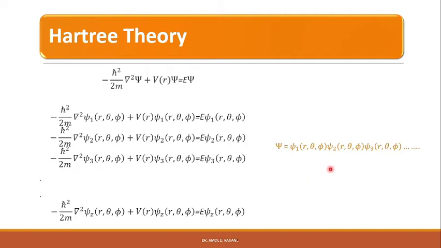Therefore, the many electron wave function psi is expressed in terms of many one electron wave functions. So this psi is the total many electron wave function, and we express it into many one electron wave functions: psi 1, psi 2, psi 3, and so on.